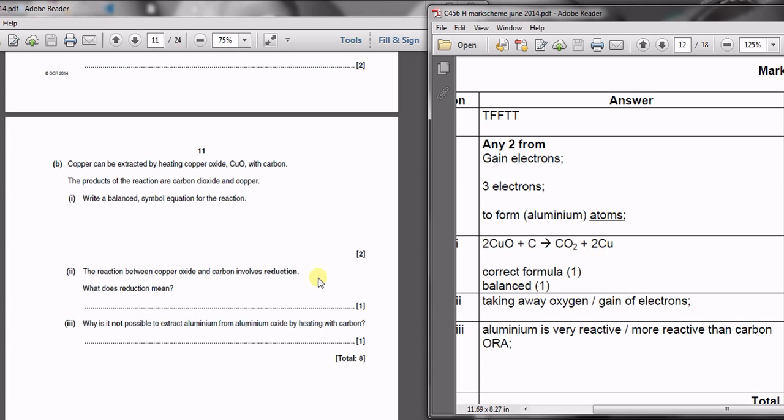Part 2 asks what reduction means. So reduction is the removal of oxygen, or can be defined as the gaining of electrons. Remember, oxidation is loss of electrons, reduction is gain of electrons, OIL RIG. It's not possible to extract aluminium from aluminium oxide by heating with carbon, and that's because carbon is less reactive than the aluminium, so it won't pinch the oxygen away from it, or aluminium is more reactive than the carbon.